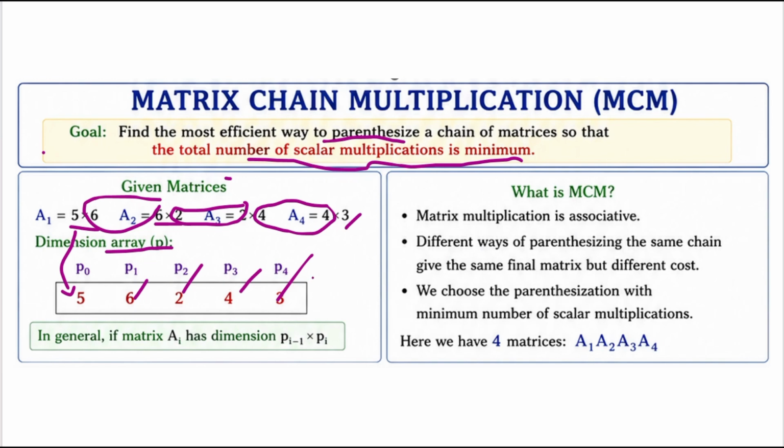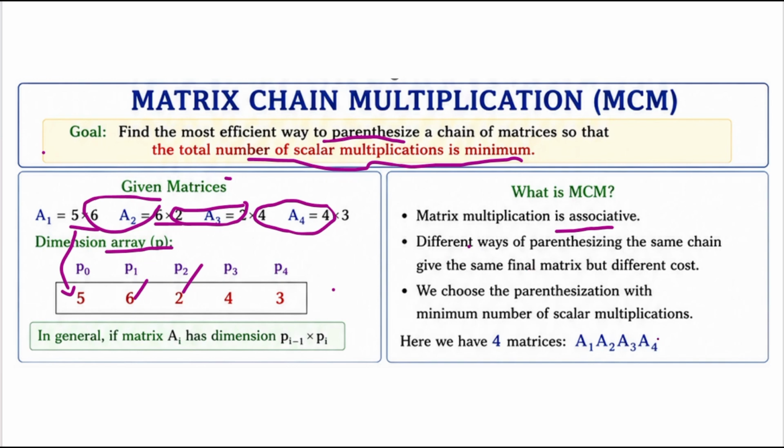In general, if matrix A has dimension P(i-1) into Pi. Clear? So what is MCM? Matrix multiplication is associative. Different ways of parenthesizing the same chain give the same final matrix but different cost. We choose the parenthesization with the minimum number of scalar multiplications.